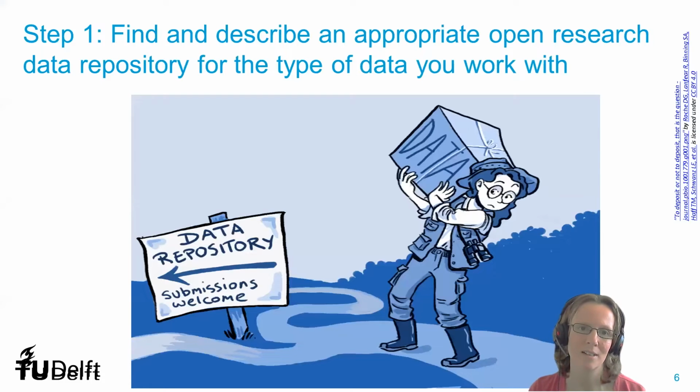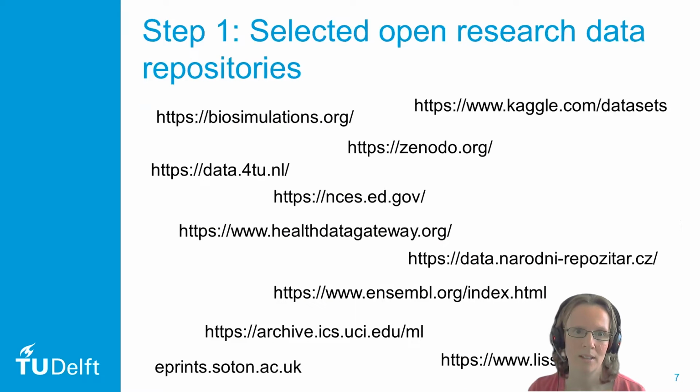So how to find an appropriate repository for the type of data that you work with? Well, you could have used a repository that you were already using, or you could have used the re3data.org website to find one. You selected repositories such as Zenodo, the repository of the National Center for Education Statistics, the Health Data Research Innovation Gateway, and 4TU Research Data. Some of these repositories store any type of data, and others are focused specifically on software applications and source code, or mainly store data from machine learning applications.